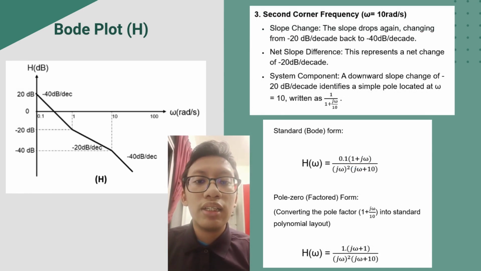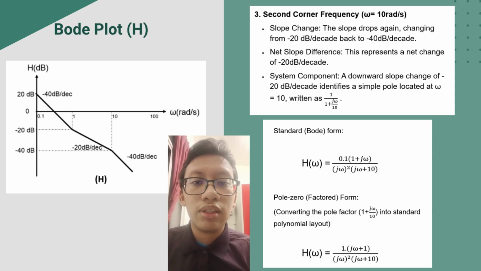Then, at the second corner frequency, omega equals 10 radian per second, the slope decreases again from minus 20 dB per decade to minus 40 dB per decade. This is a net change of minus 20 dB per decade, which corresponds to a single pole. Hence, we identify a pole at omega equals 10 radian per second, represented by the factor in the denominator.